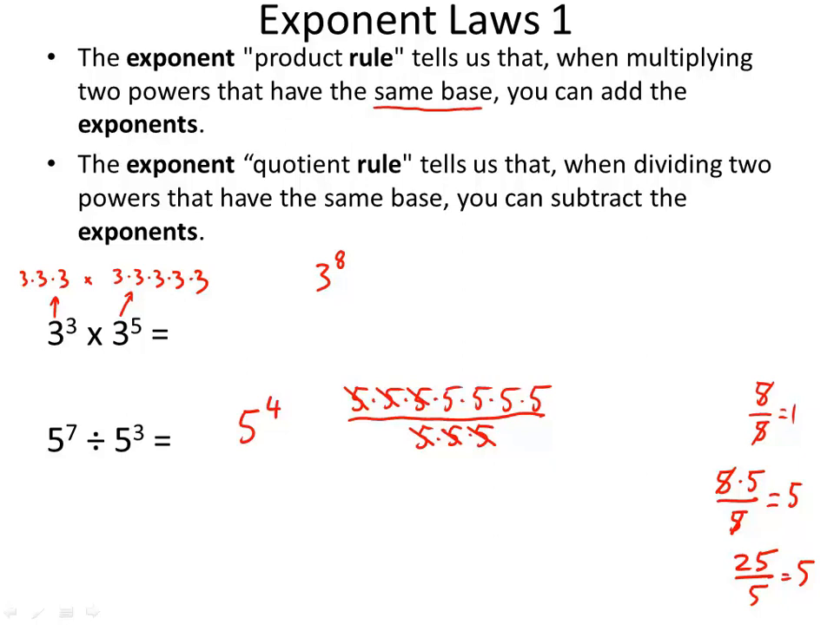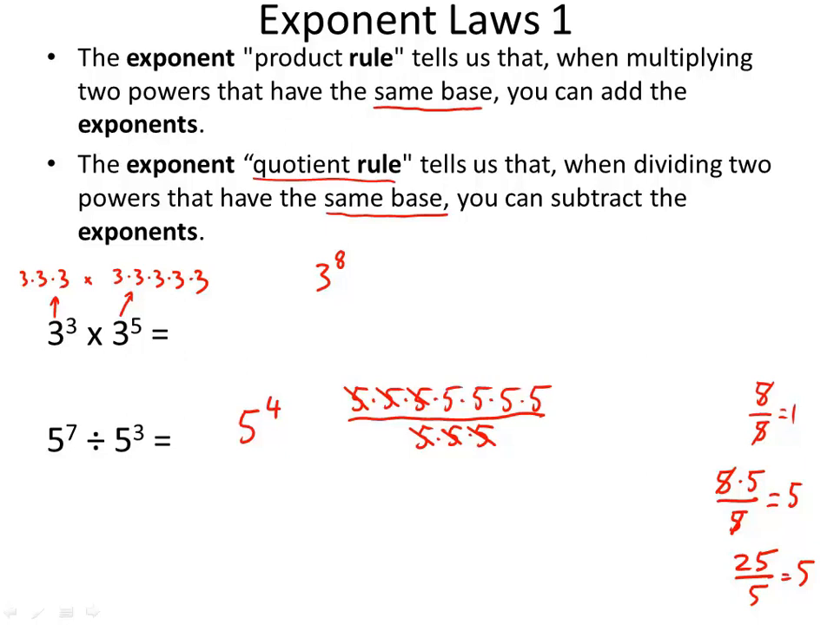So what this quotient rule concerning exponents says is, when dividing two powers that have the same base, you can subtract the exponents, and that's exactly what we did. We have the exponents here of 7 and 3, and we just subtracted them. So 7 minus 3, and that equals 4. This saves a ton of time, and it makes doing some math a little bit easier.